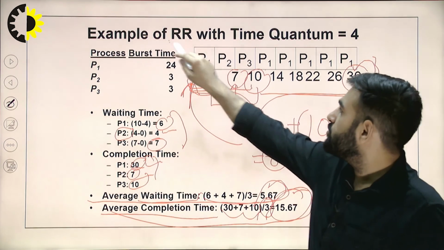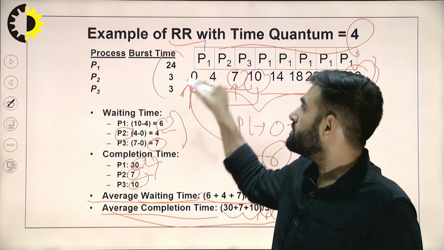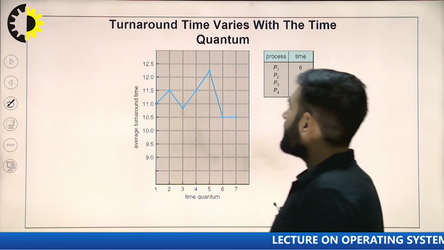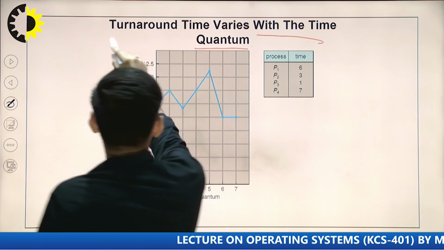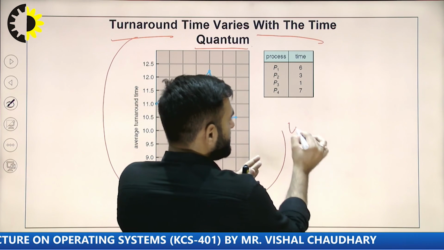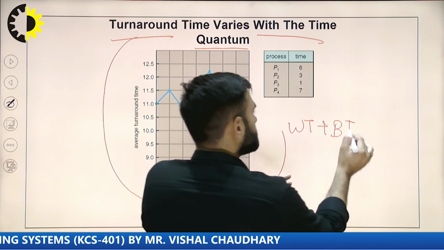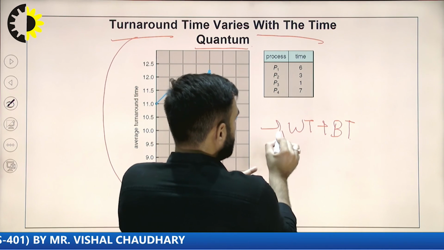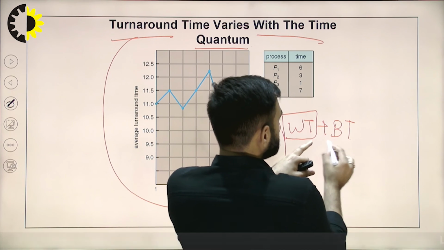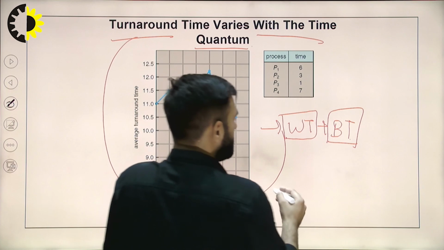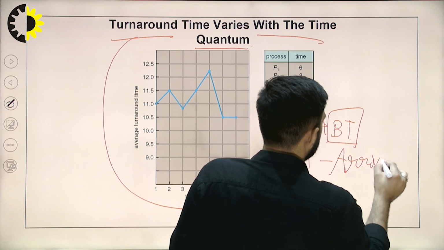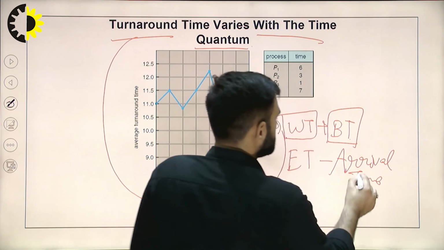In round robin scheduling with time quantum 4, the problem is the same. Now, let's say the turnaround time varies with the time quantum. Turnaround time is the sum of the time it waits in the waiting queue plus the burst time. When it arrives here and waits for the CPU, that is the waiting time, we know that. And when it gets the CPU and completes its processing, that is the burst time. Or we can say exit time minus arrival time, AT. This is the turnaround time.